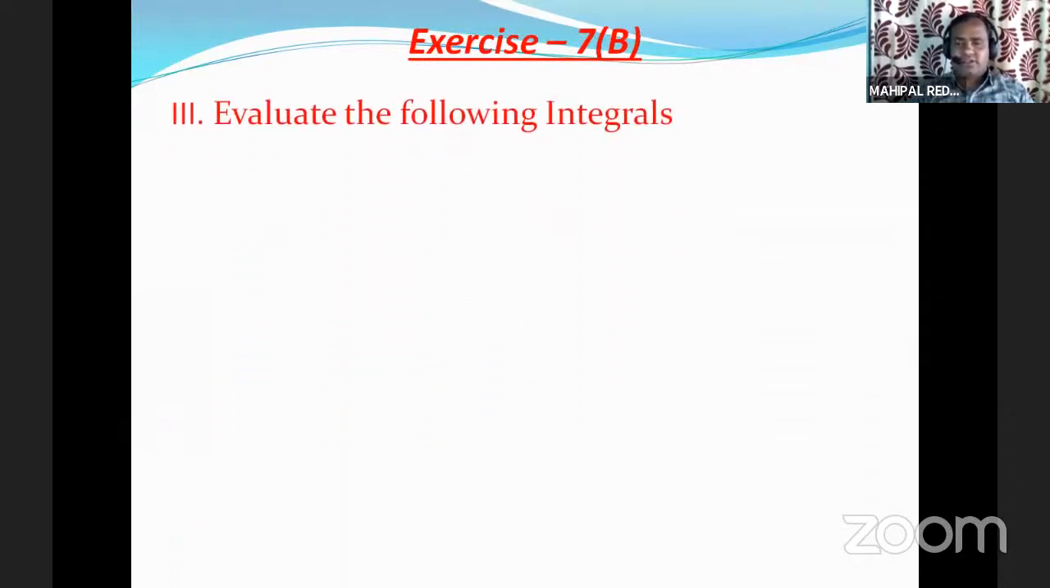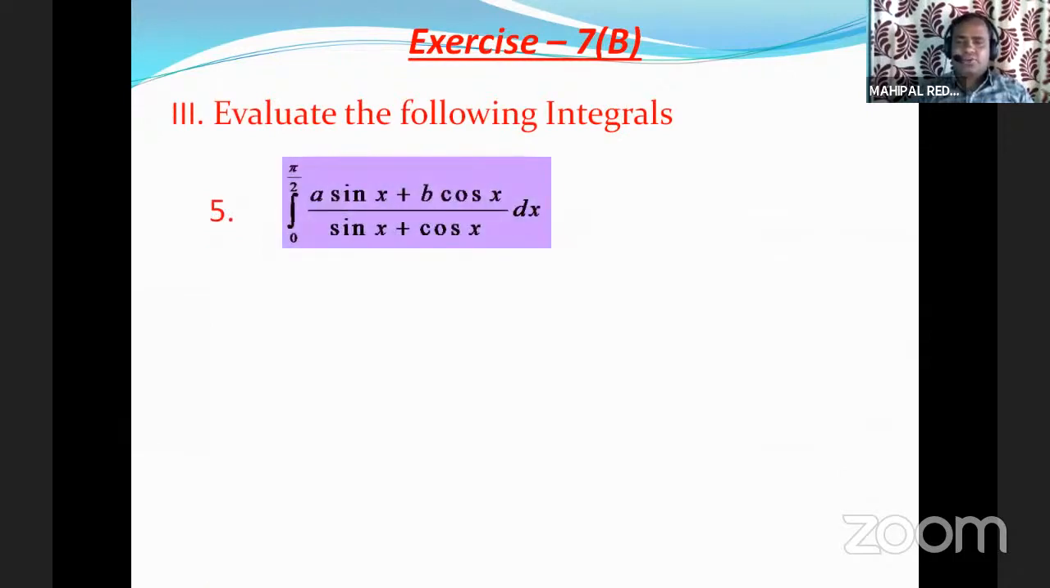Yesterday we solved one problem from the third bit. What is the third bit? Evaluate the following integrals. In the fifth question, the integration from 0 to pi by 2, lower limit 0, upper limit pi by 2, of a sin x plus b cos x by sin x plus cos x, with respect to the x variable. We have to find the value of this.